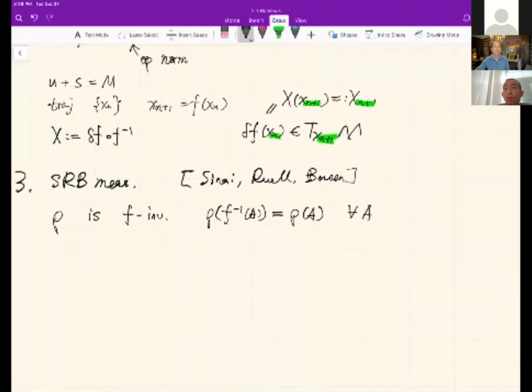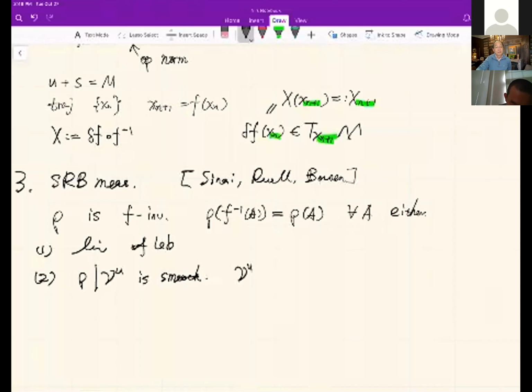Okay, so once rho is invariant, if it wants to be SRB, it should satisfy either of the following characterizing properties. The first is, of course, our definition: this rho is the limit of pushing forward Lebesgue measures. That's the first characterizing property we're going to use. The second characterizing property is that this rho has smooth densities on the unstable manifold.